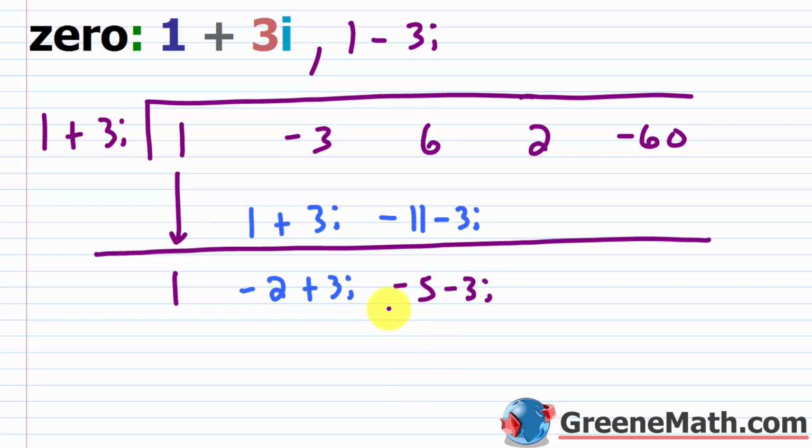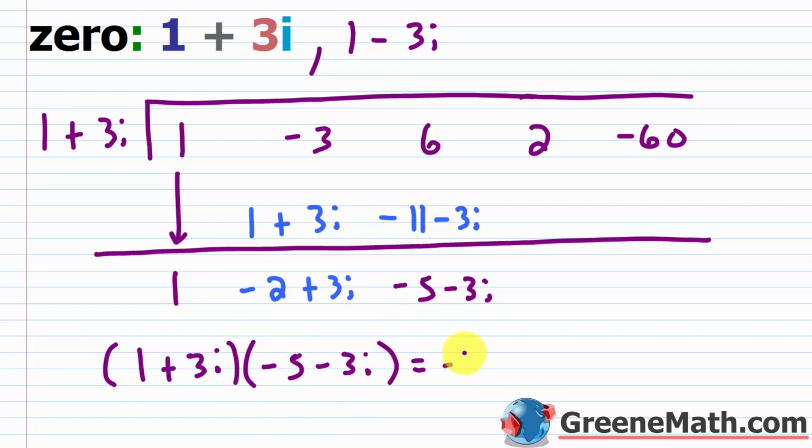We got to multiply. So we have 1 plus 3i times negative 5 minus 3i. Okay, and then we're going to do 1 times negative 5, that's negative 5. We're going to do 1 times negative 3i, that's minus 3i. We're going to do 3i times negative 5, that's minus 15i. If you want to combine these at this point, it would be negative 18i. Let's just go ahead and do that.